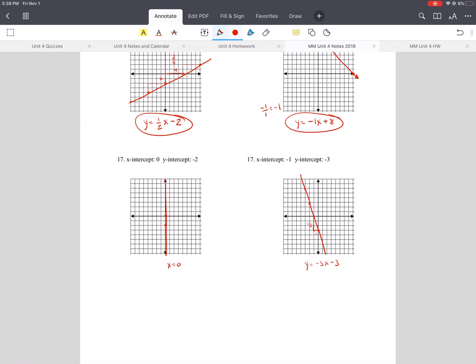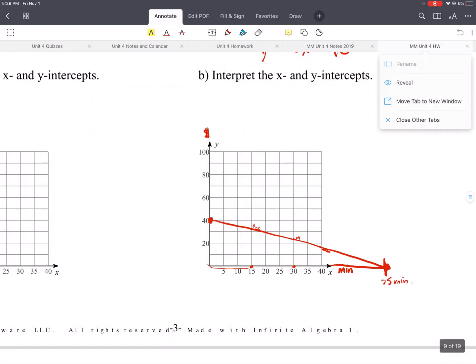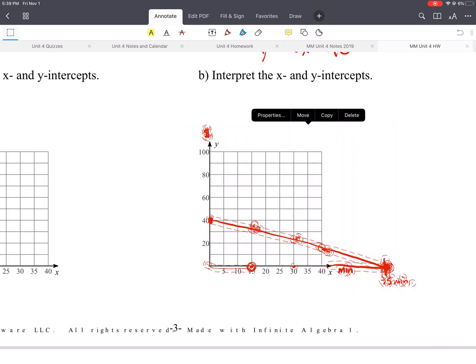All right, and that's everything we went over in class. Let's look at the homework really quick. I think I might have, oh yeah, there was a word problem. Okay, I was going to do a word problem with you.